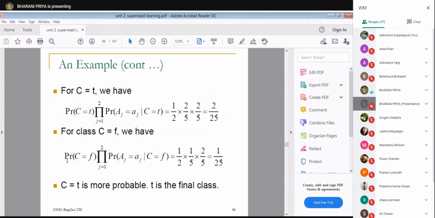Similarly, calculate for C equal to F, and we get 1 by 25. Out of these two values, you need to take the maximum probability to find the class value for the test example. So the maximum probability is 2 by 25, which has the class value true. So we are assigning true to our test example.